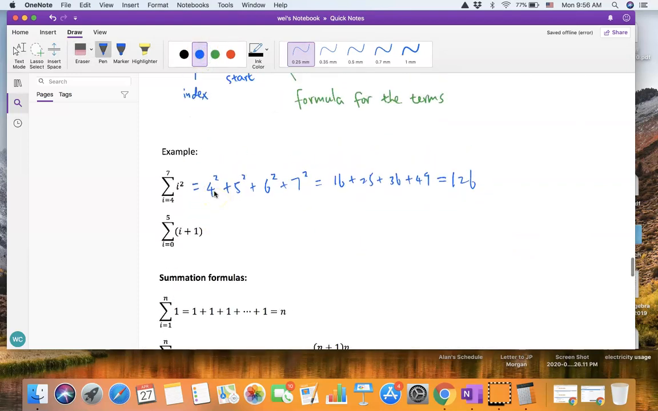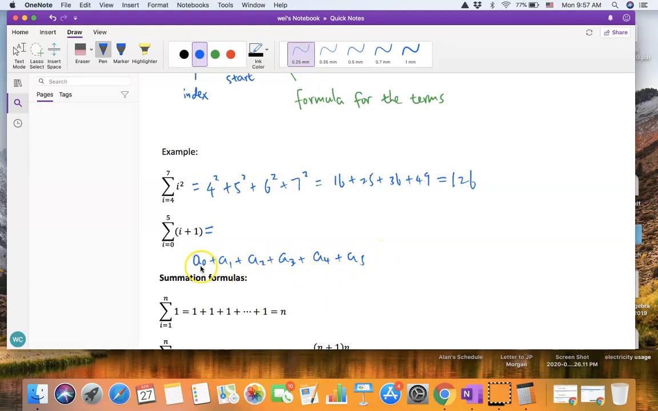Okay, let's see another one. In this sigma notation, the index value starts at 0 and ends at 5, and the formula of a sub i is i plus 1. So in this sum, we have 6 terms. The first term is a sub 0, a sub 1, a sub 2, a sub 3, a sub 4, a sub 5. Right, so there are 6 terms.